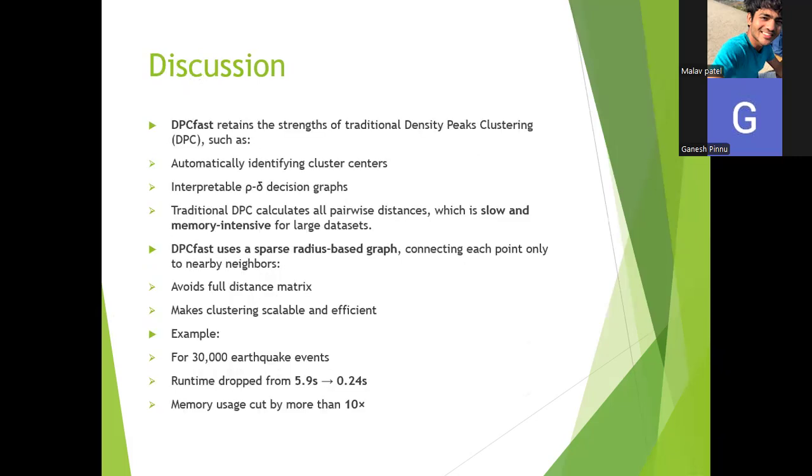Now, let's reflect on what we have learned. DPCfast keeps all the strengths of DPC, like finding clusters automatically and interpreting results using rho and delta graphs. But instead of building a full distance matrix, it connects each point only to nearby neighbors. This means much less memory is used and it works much faster, from 5.9 seconds down to 0.24 seconds for 30,000 events. This makes clustering scalable for big seismic datasets.